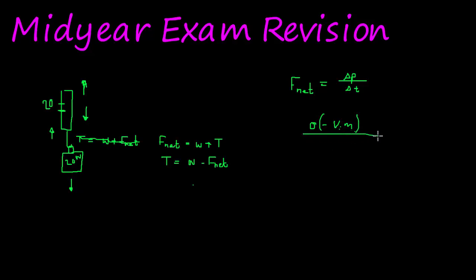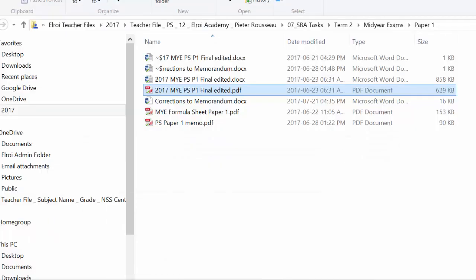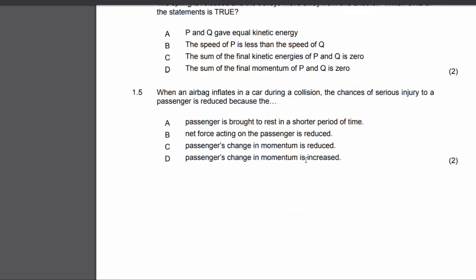Okay, what does change is the timing that it takes for him to stop. This timing is increased because an airbag prolongs the time that it takes for him to stop. Okay, so is the passenger's change in momentum increased? Is his momentum reduced or increased? Well, neither. Okay, the net force acting on the passenger is reduced.